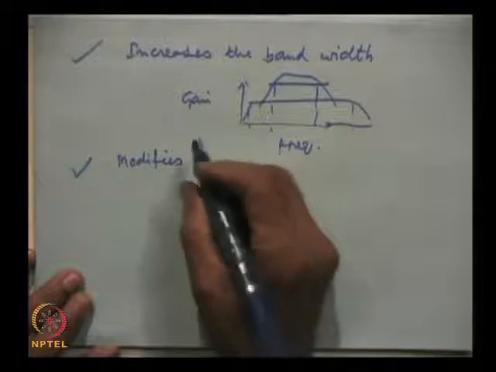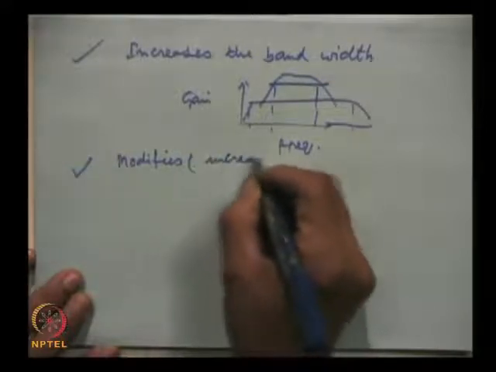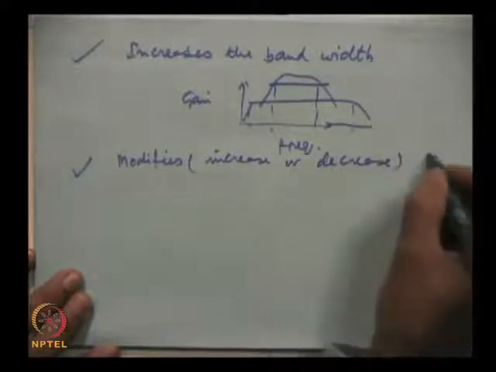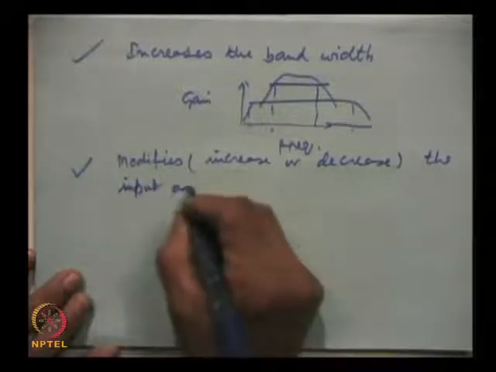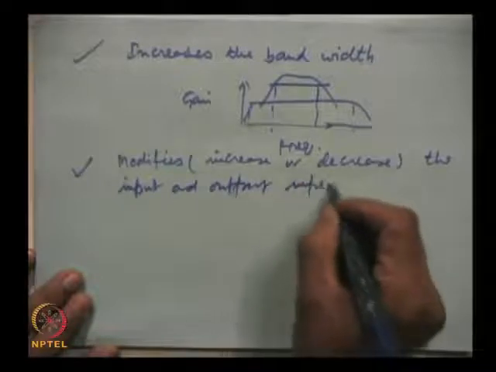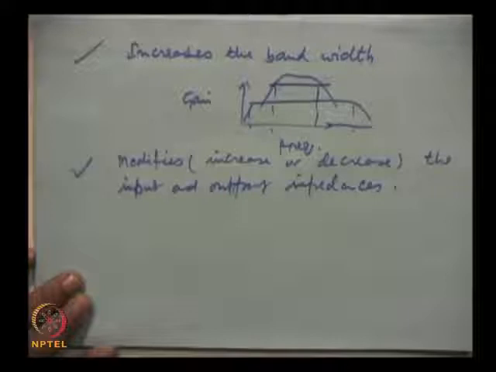Then negative feedback modifies, by modification we mean it may increase or decrease, the input and output impedances. Input and output impedances are drastically affected, they can be changed quite a bit by incorporating negative feedback.